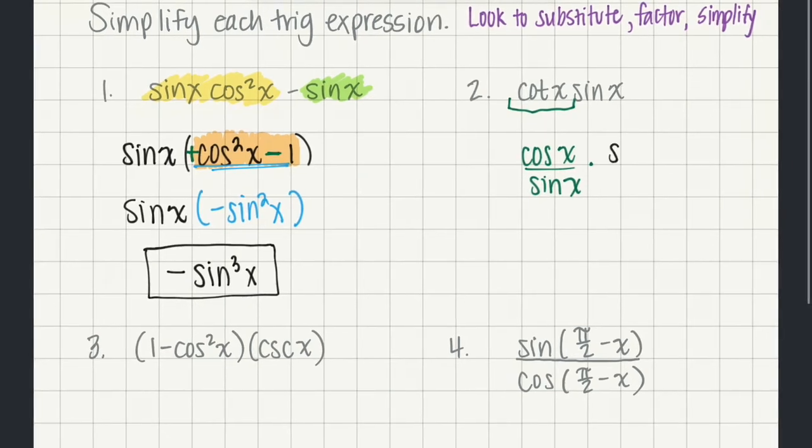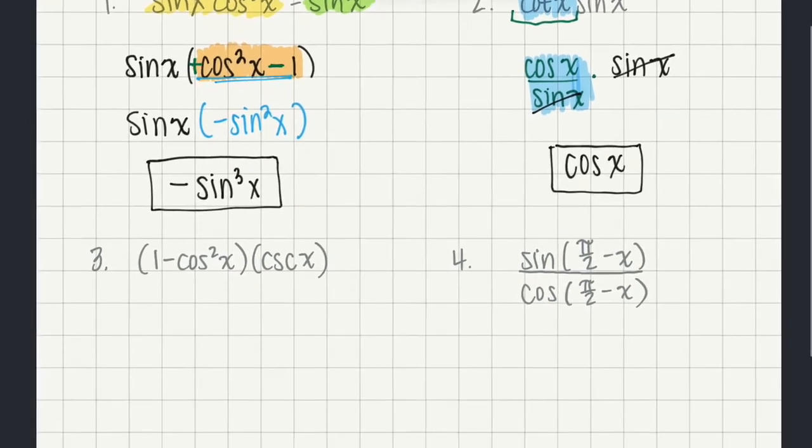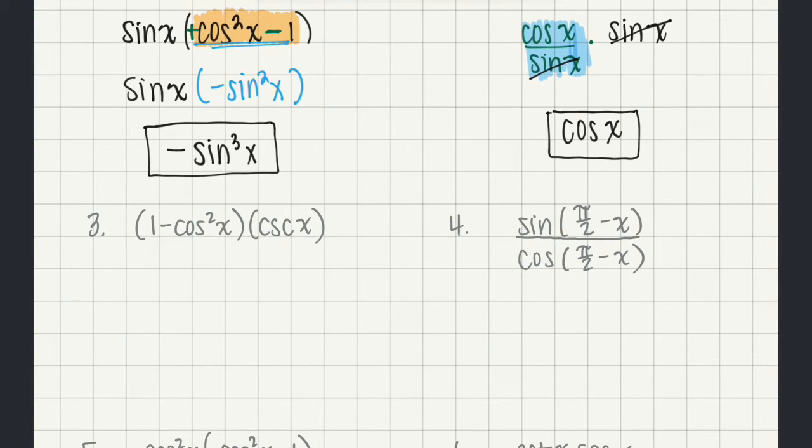So I'm going to use a highlighter here, again, just to bring that to your attention. Cotangent of x is the same thing as cosine of x over sine of x. And then when we multiply cosine of x over sine of x times sine of x, the sines of x cancel out, and this simplifies to be just the cosine of x. It's pretty cool.